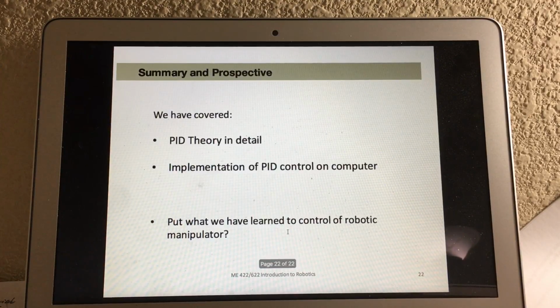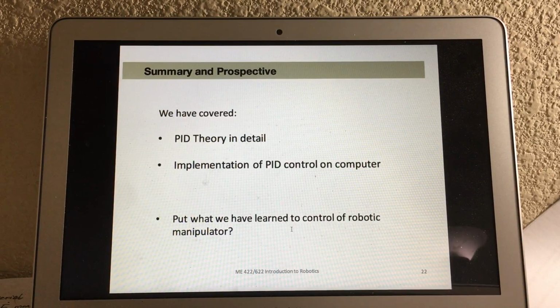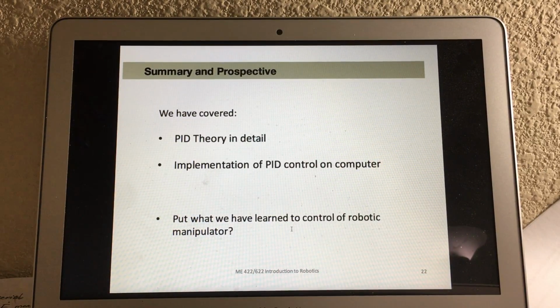Okay. All right. And that's the summary. I would say we have covered the PID theory in detail, and we went through the implementation of a PID controller on the computer, and put what we have learned to control the cruise control, certainly the speed of a car. Now here the question I ask is, how do we put this into control of a robotic manipulator, right?